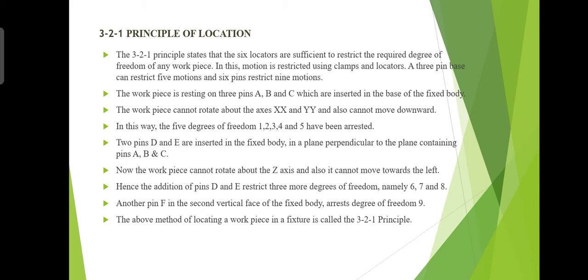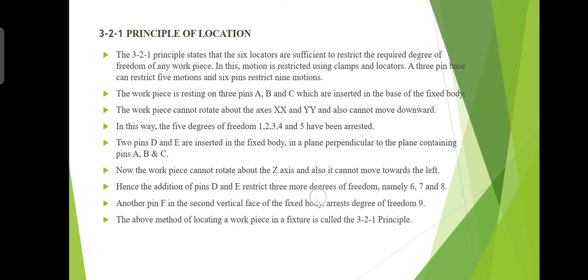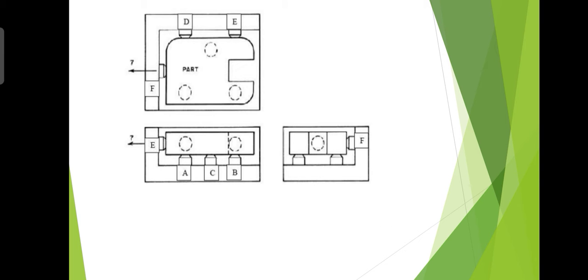In this method, the workpiece is located by means of 6 pins, which restrict the workpiece in 9 of its degrees of freedom. The method is discussed point-wise. The workpiece is made to rest on 3 points, 3 pins: A pin, B pin, and C pin inserted in the base of the body, as shown in the figure. This restricts the rotational movements along x-axis, y-axis, and also the downward movement.